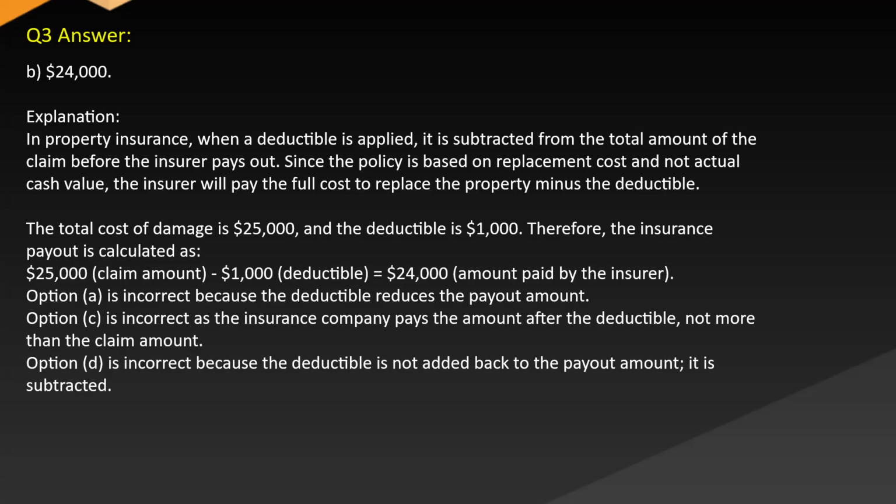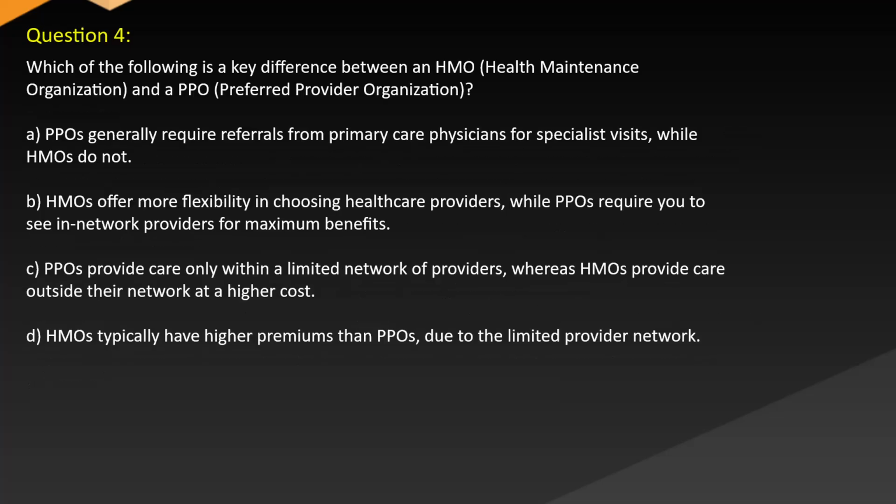Option A is incorrect because the deductible reduces the payout amount. Option C is incorrect as the insurance company pays the amount after the deductible, not more than the claim amount. Option D is incorrect because the deductible is not added back to the payout amount. It is subtracted.